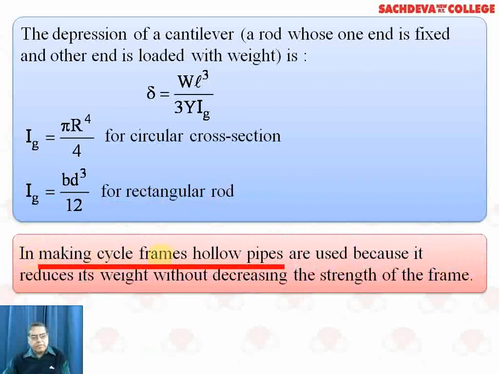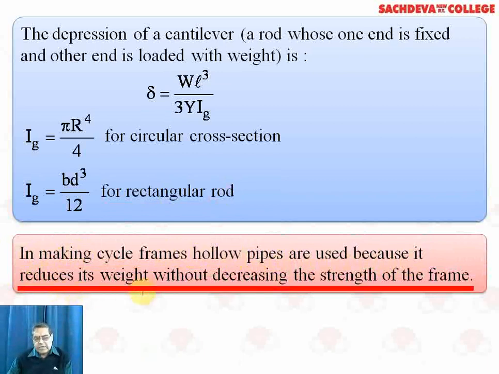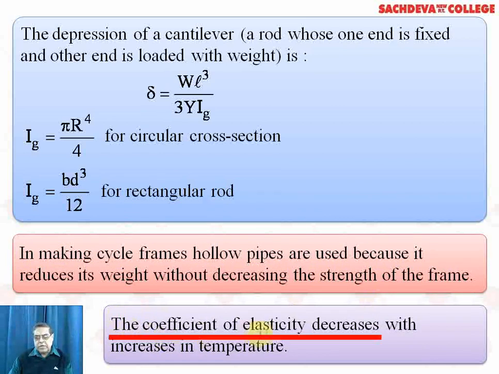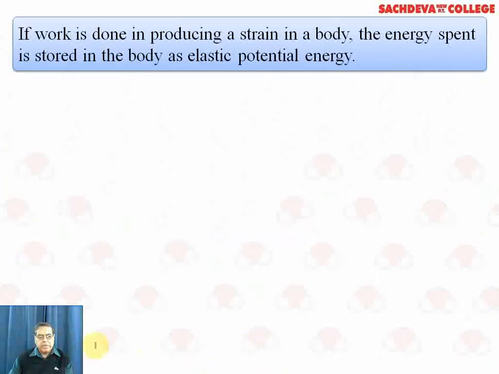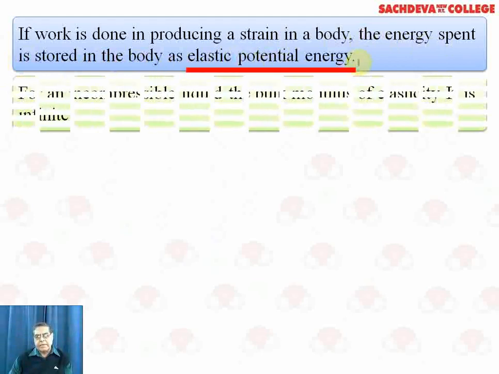In making cycle frames, hollow pipes are used because it reduces the weight without decreasing the strength of the frame. The coefficient of elasticity decreases with the increase in temperature. If work is done in producing a strain, where strain is the ratio of the change in shape to the original shape, so work is done in producing strain, meaning changing the shape of a body. The energy spent is stored in the body as elastic potential energy.